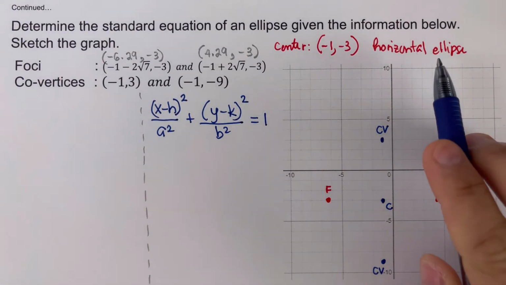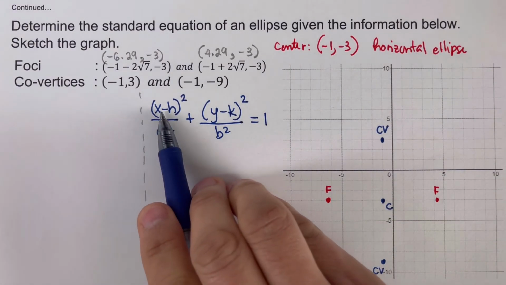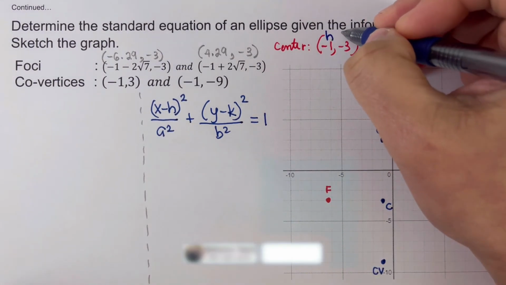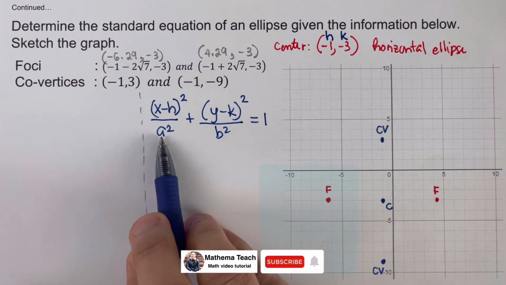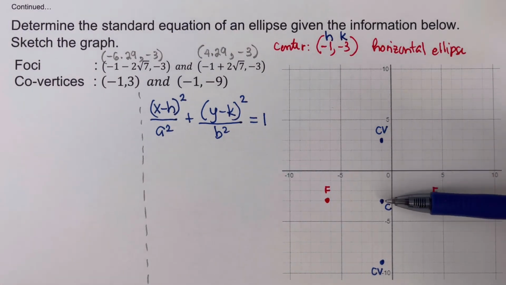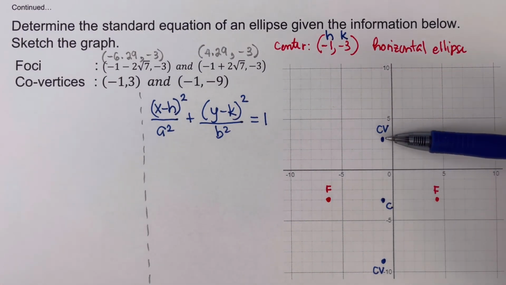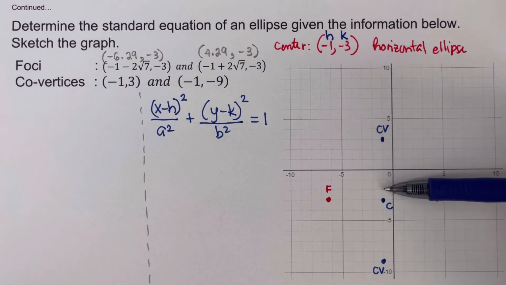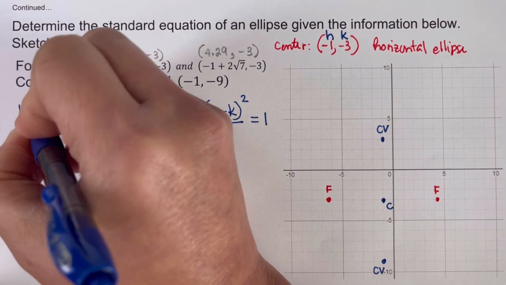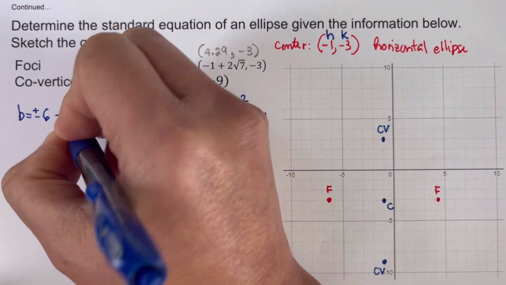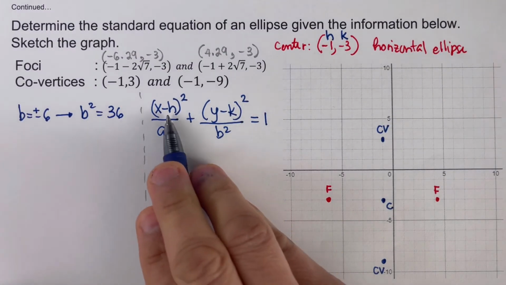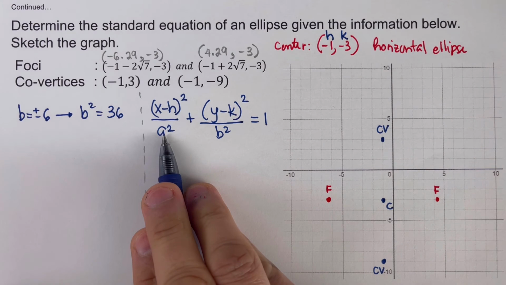Since this is the horizontal ellipse, our a squared is under the x. So we already have a value for h and k because the center is represented by hk. So we need to determine the value for a and b. Now we remember that the value for b is the distance from the center to the co-vertex. So in this case right here, we have 1, 2, 3, 4, 5, 6. So our b is plus minus 6. This tells us that our b squared is 36. So we already have a b squared, we have the h, and we have the k. Now we need to determine the a.